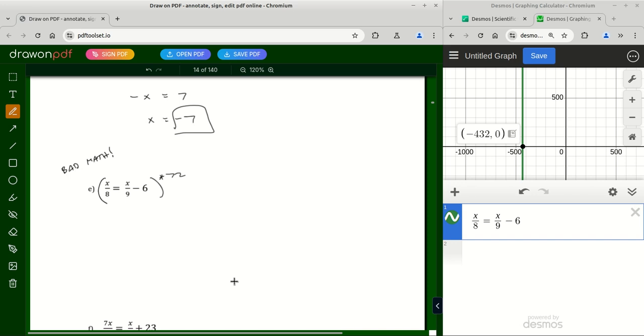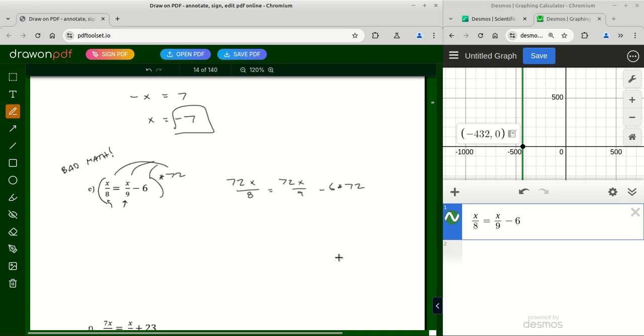Now, pause for a second. Why did I choose 72? Where did the 72 come from? It's right here. 8 and 9 makes a 72. But I want that 72 for every single term. It looks like bad math. It kind of is. Bad notation, at least. So 72x over 8, equals 72x over the 9, and then 6 times 72.